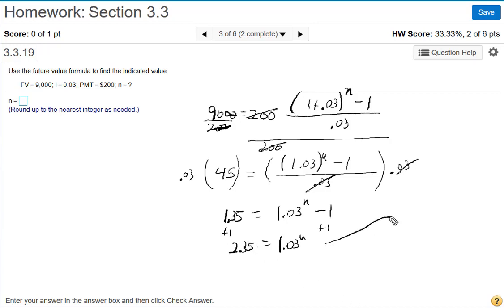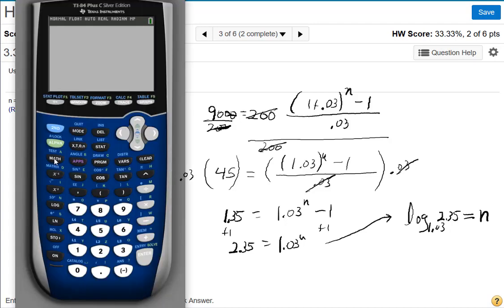Now we change from exponential form into logarithm form. The base is the 1.03. The logarithm is the exponent, and then the other number, 2.35. Now we'll type this on our calculator using the alpha window number 5 and entering our base and the other number.